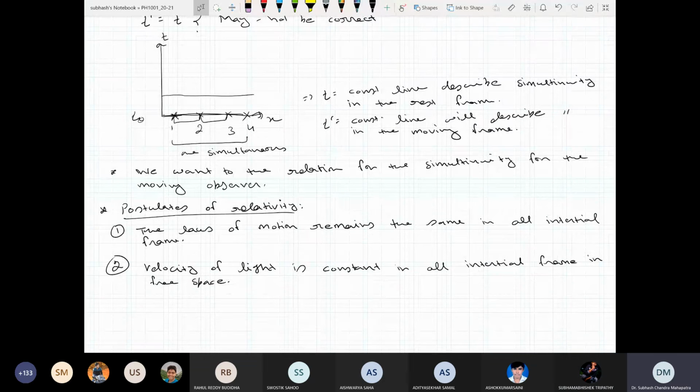So we want to find the equation of t prime in terms of t. That will be the task, and I will take you through the journey of Einstein, what Einstein did, how he came up with his famous formula for transformation between coordinates, and all that we will see in the next class. We will try to find the simultaneous event in the moving frame.